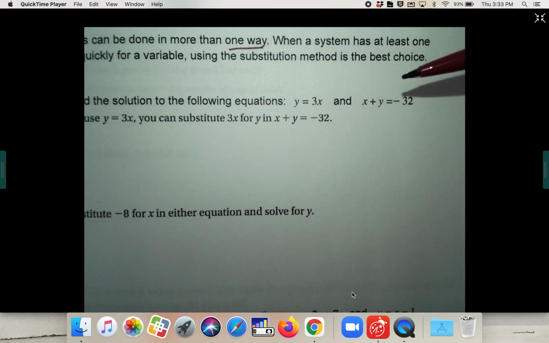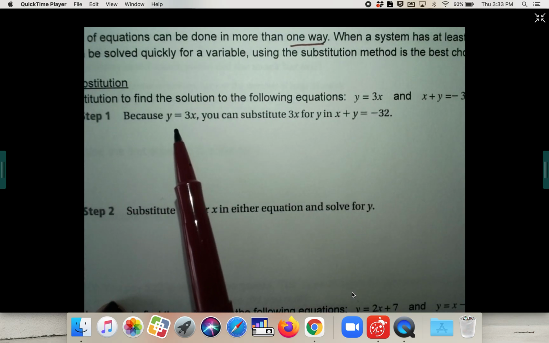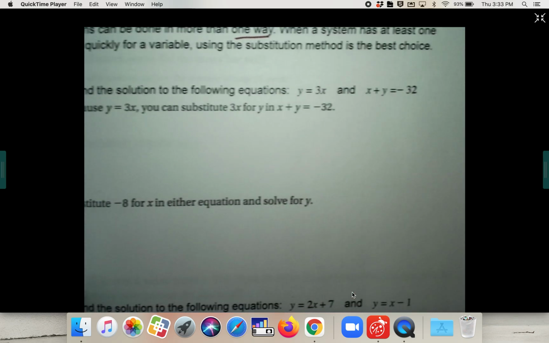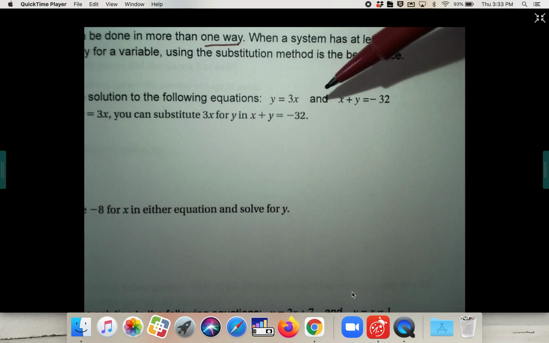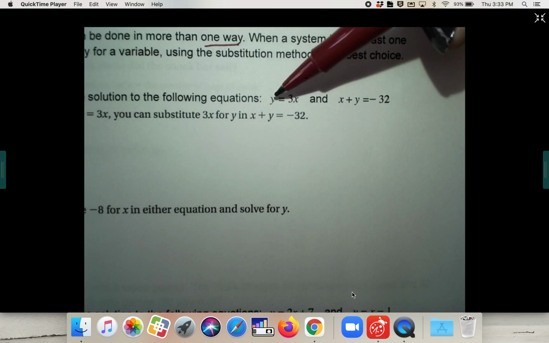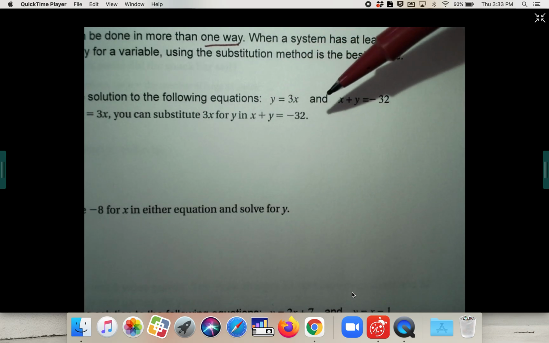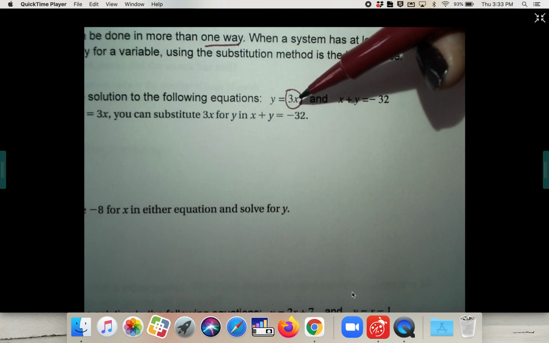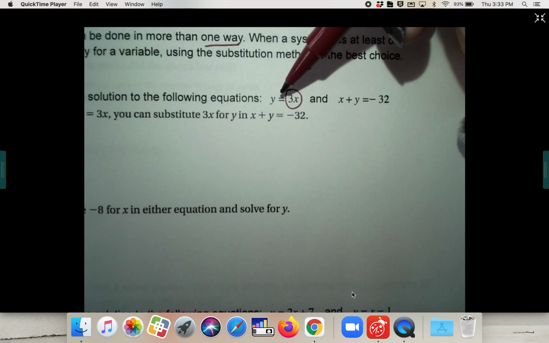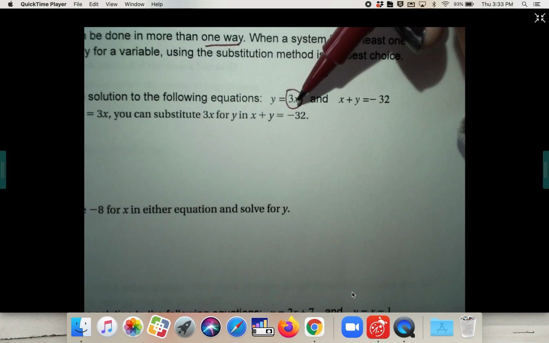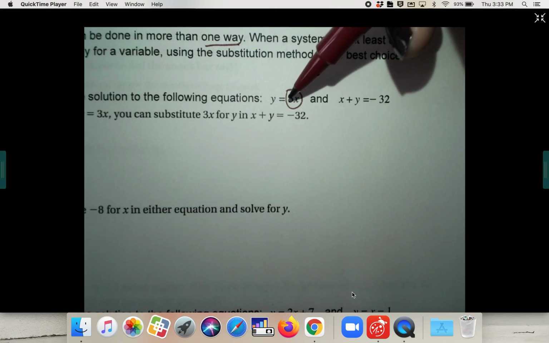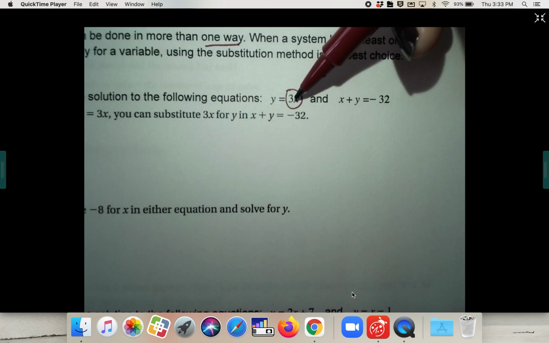So step 1 says because y equals 3x, you can substitute that 3x into the other equation. I want it to really make sense to you. So here's what I want you to notice. y equals something, right? y equals this 3x. So what I want you to understand is it's telling you what y equals. It's saying y is 3x. So in the other equation, I don't want you to look at y as a y. I want you to look at it as what it tells us y is, which is 3x.